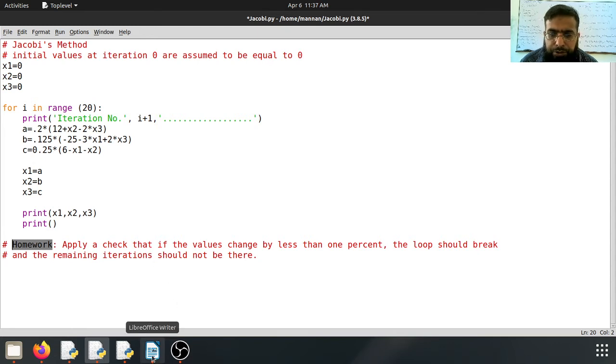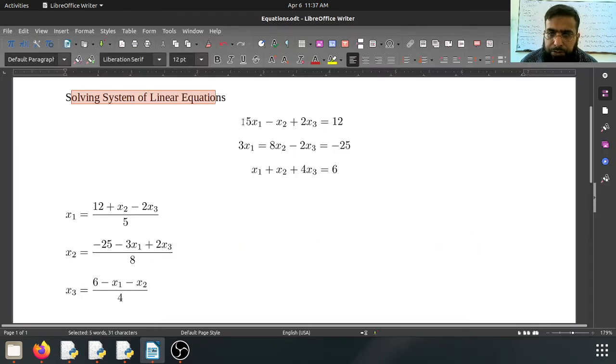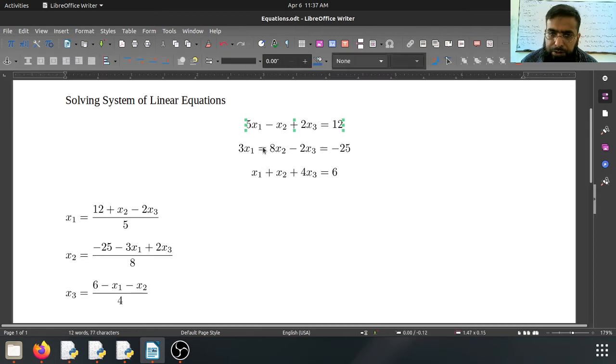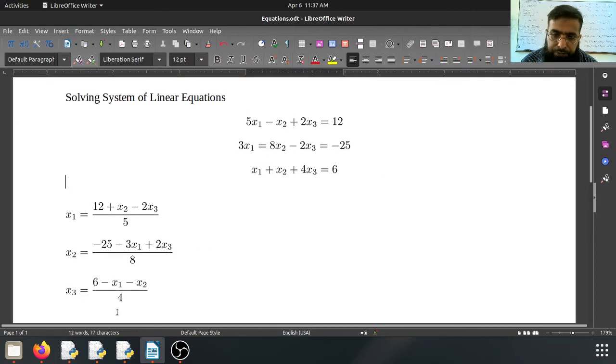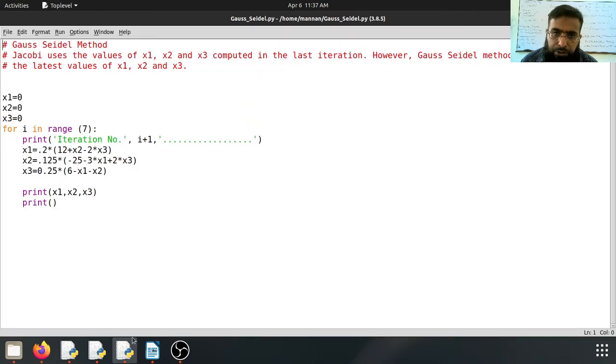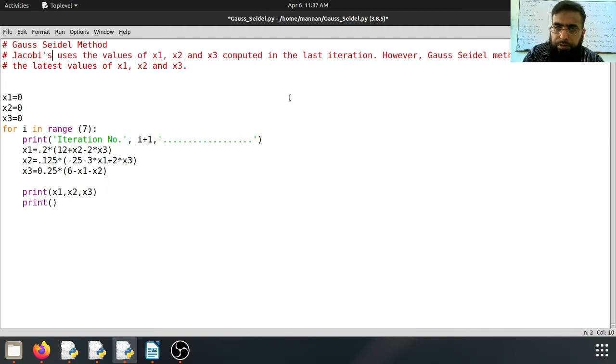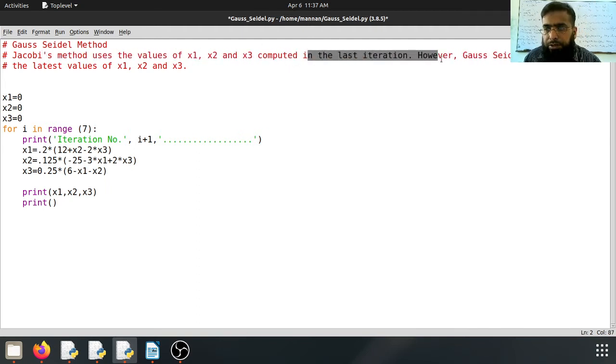And for the same three equations, the system of linear equations, we have written a code using Gauss Seidel method. Jacobi's method uses the values x1, x2 and x3 computed in the last iteration. However, Gauss Seidel method uses the latest values of x1, x2 and x3, whether they are computed in the last iteration or in the recent iteration.